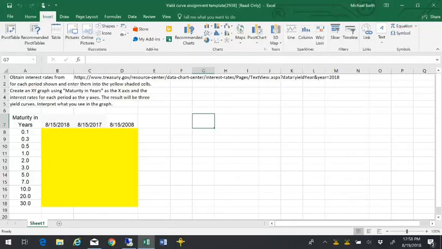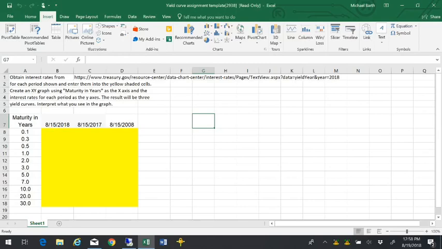In this assignment, we're going to ask you to construct and interpret a yield curve. The yield curve is a graphical representation of interest rates by maturity as of a specific date. And to do that, we're just going to use the U.S. Treasury yield curve because that's the base that we use for most interpretations.